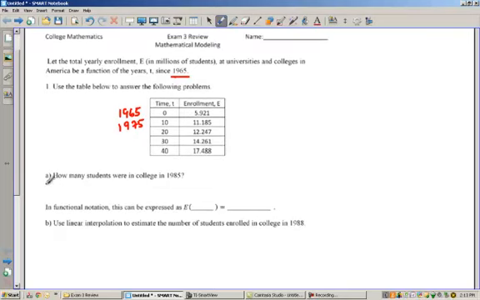And so what we want to do here is first start out and answer the question of how many students were enrolled in 1985. So T, in this case, it starts in 65, so T is equal to 20. And we look at 20 and we see we have 12.247 million students. Okay, and we can plug this in functional notation. We can plug in 20, and then the output, of course, is 12.247.